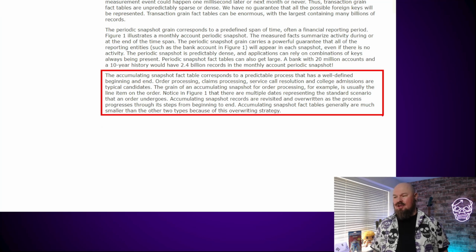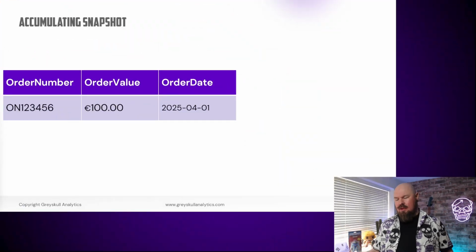So this is talking about an accumulating snapshot fact table, and these are used for a predictable process. Examples being things like an order process, a claims process, which is one of the examples I called out as well. So what does an accumulating snapshot fact table look like? How do they actually work?